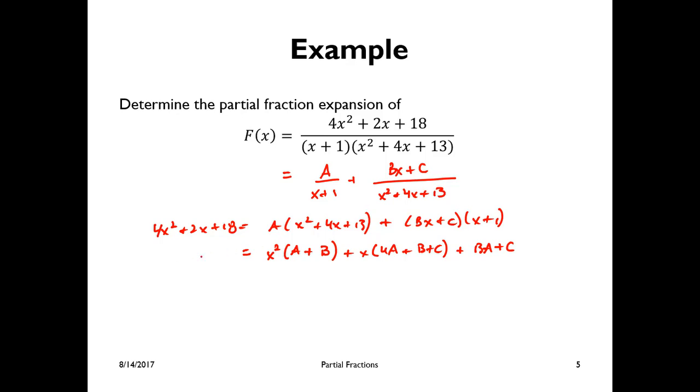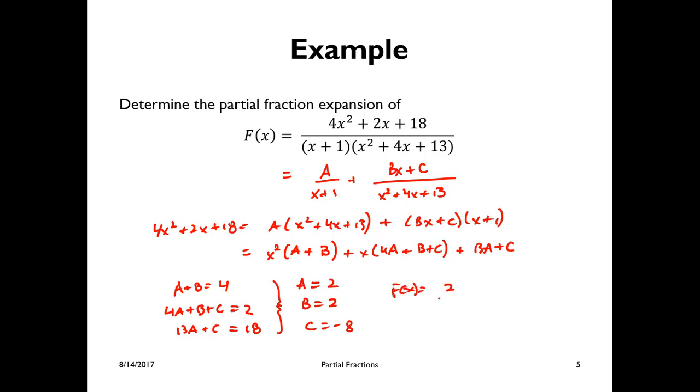These two sides of the equation have to be equal to each other, so I simply have to equate like powers of x, and that gives me a plus b equal to 4, 4a plus b plus c equal to 2, and 13a plus c equal to 18. If you solve this system of equations, we get a solution where a is equal to 2, b is equal to 2, and c is equal to minus 8. So our partial fraction expansion for f of x is simply 2 over x plus 1 plus 2x minus 8 over x squared plus 4x plus 13.